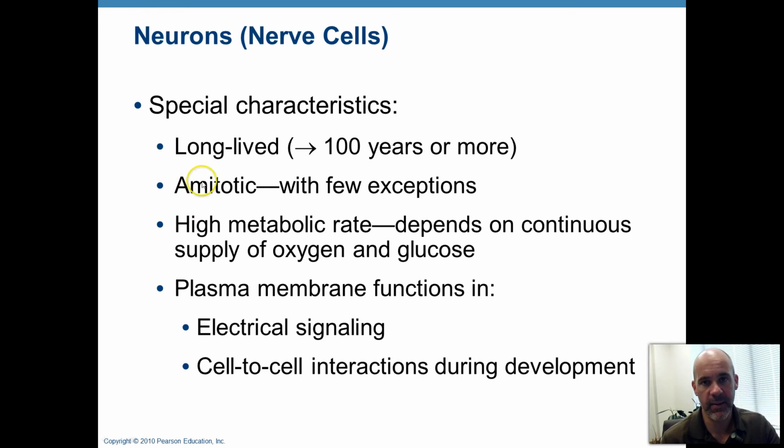They're amitotic. That means that they don't do mitosis. And again, that's as far as we know. Some of those things are still being studied. They have a very high metabolic rate, so they do lots of cellular respiration. It takes a lot of energy to maintain the resting membrane potential, that charge difference, about minus 70 millivolts across the neuron membrane that we learned about during Unit 4. So they've got to have lots of oxygen and lots of glucose, sugar, to fuel all the cellular respiration they're doing.